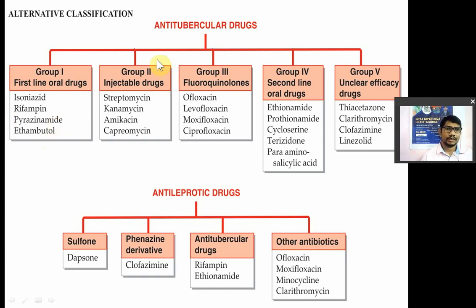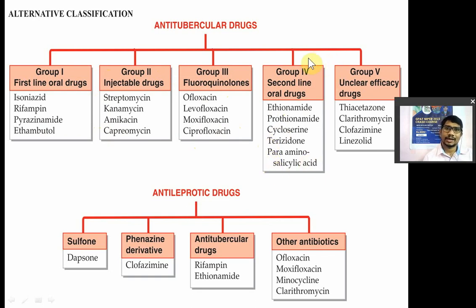Group second, in that you have injectable drugs: streptomycin, kanamycin, amikacin, capreomycin. Group third, you have ofloxacin, levofloxacin, moxifloxacin, ciprofloxacin. Group 4, in that you have second line drugs: ethionamide, prothionamide, cycloserine, terizidone, para-aminosalicylic acid.